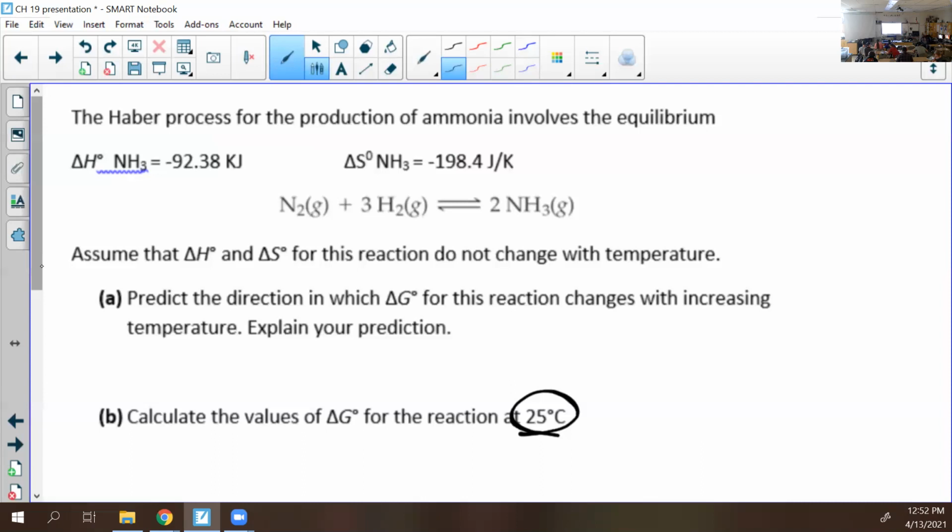Temperature should always be in Kelvin because then there's not a negative temperature, because there should not be.